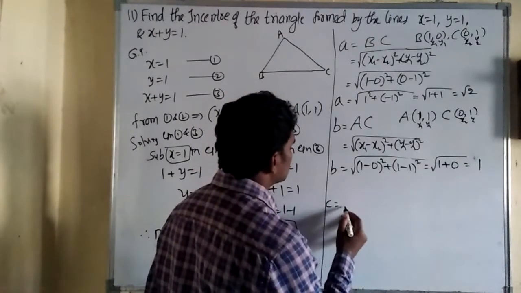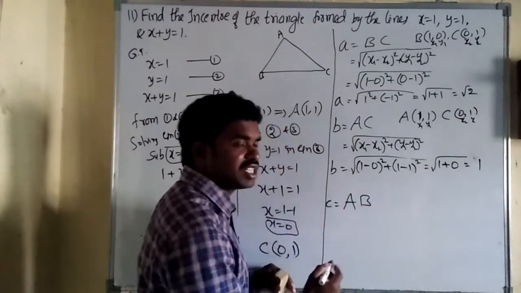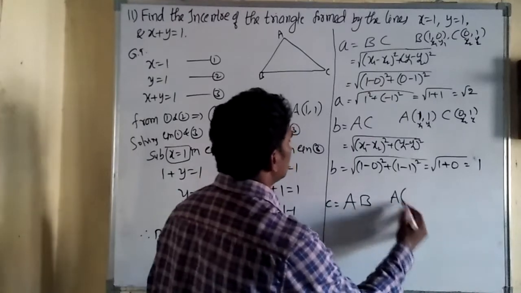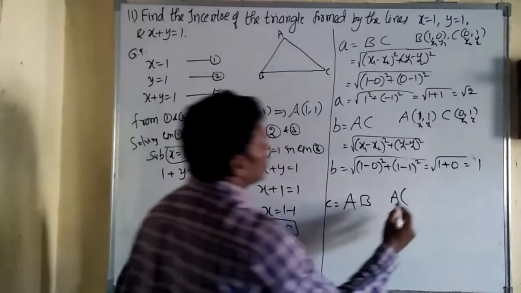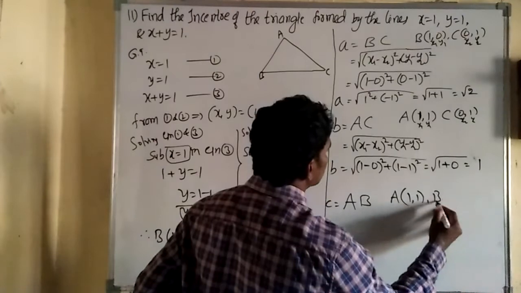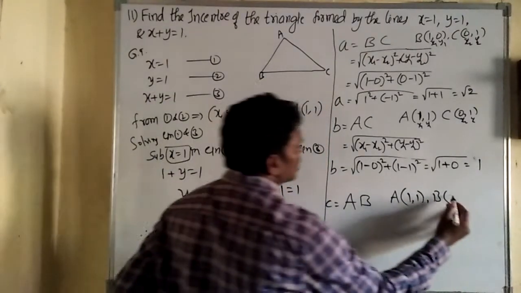Next to c. c means what? AB, the distance from A and B. What is A? A means 1 comma 1. B means 1 comma 0.